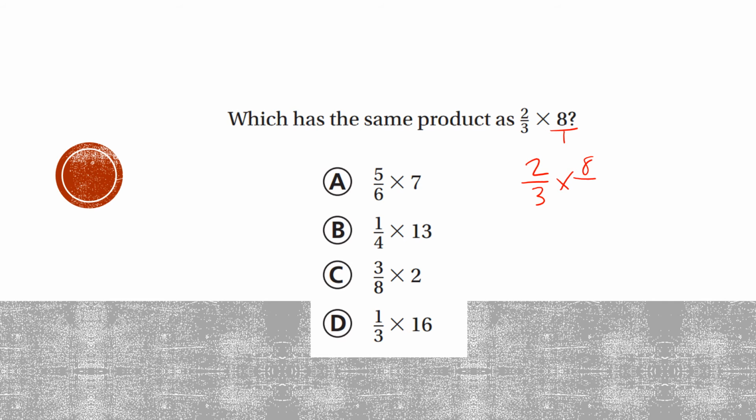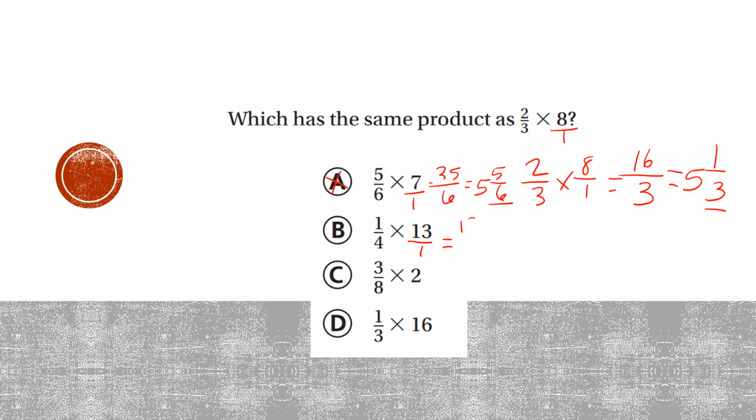2/3 times 8 over 1. 2 times 8 is 16. 3 times 1 is 3. 3 goes into 16 5 times with 1 left over out of 3. So which one of these is equal to 5 1/3? That's 35 over 6. 6 goes into 35 5 times, it matches there. And 5 left over out of 6. 5/6 does not match 1/3, so it can't be A.